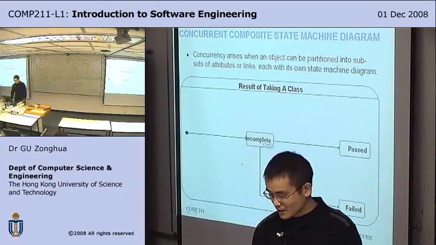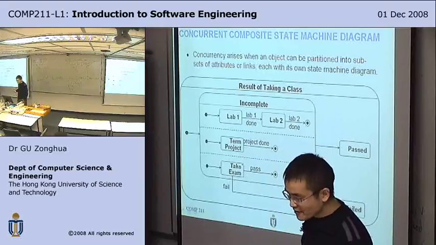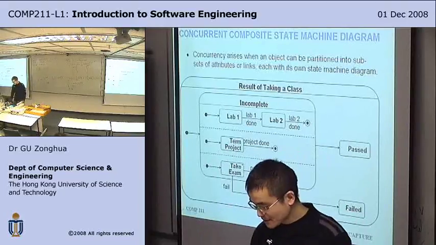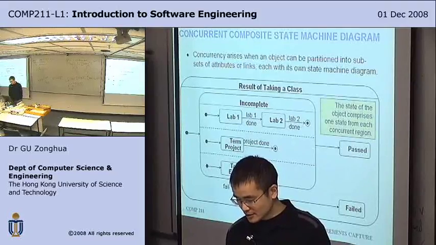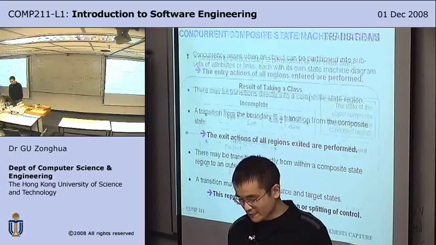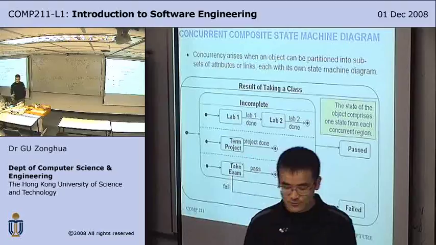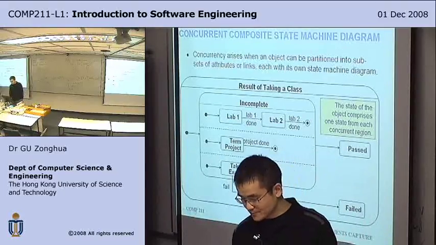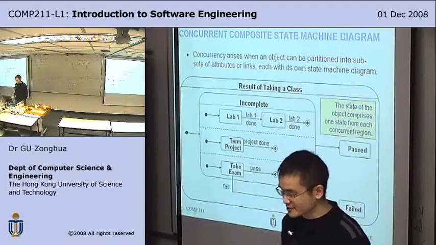So concurrency happens. Say you take a class, you do three things at the same time. You do labs, you do project, you do exam, and when all things are done, you can go to pass or fail. So this is concurrent, as opposed to sequential in the previous change gear example. This is indicated by the dotted lines indicating swim lanes.